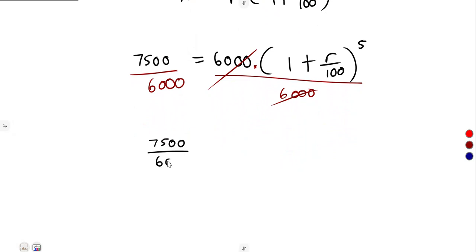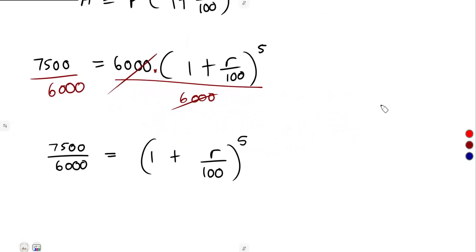7,500 over 6,000 is equal to this bracket, 1 plus r over 100, to the exponent of 5. Let's go back to our exponents. Remember, from your exponents in grade 8, x to the exponent of 3 is equal to maybe 8. To get rid of this, you must have the reciprocal or the inverse of that exponent, which is 3.